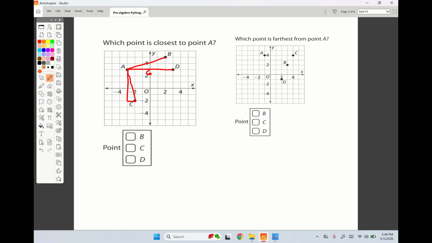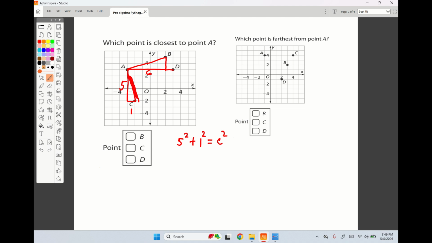So now we can set up our Pythagorean theorem. 5 squared plus 1 squared equals c squared. And c is what we're trying to find out, because from A to C is this side right here. So it's going to give me 25 plus 1, which is 26. And you just square root at the end, and you get 5.1. So this is going to be 5.1, the distance to C.